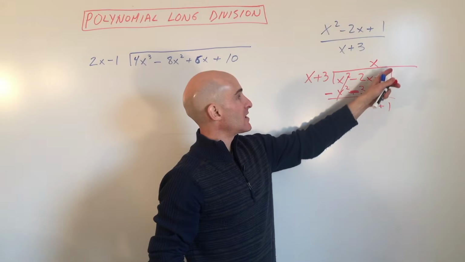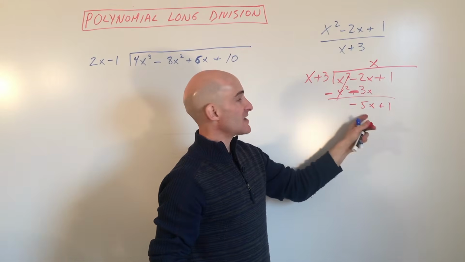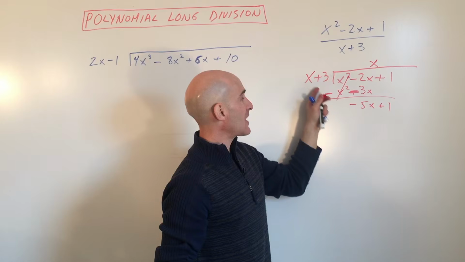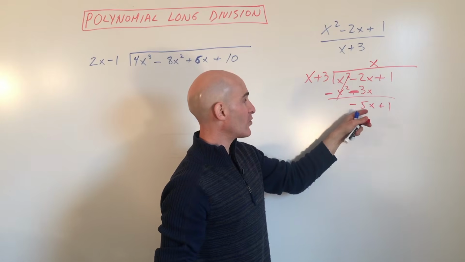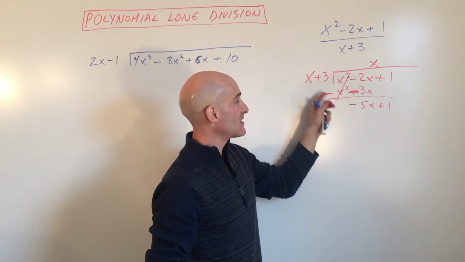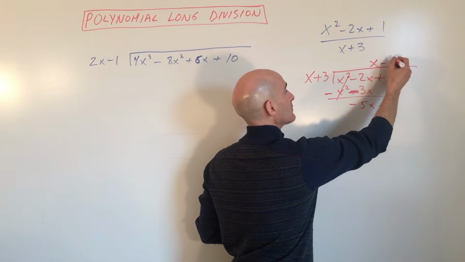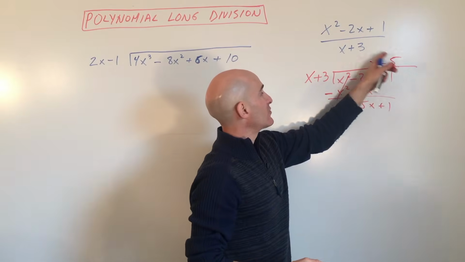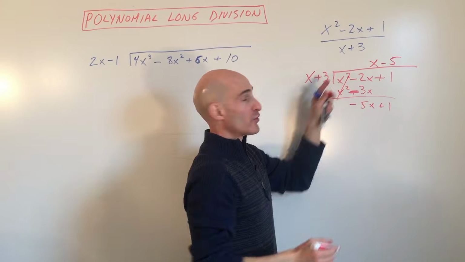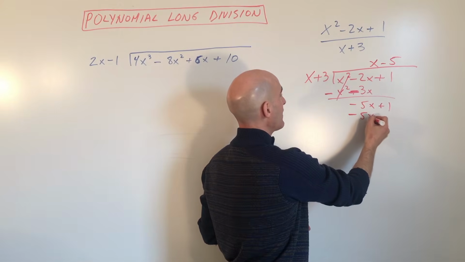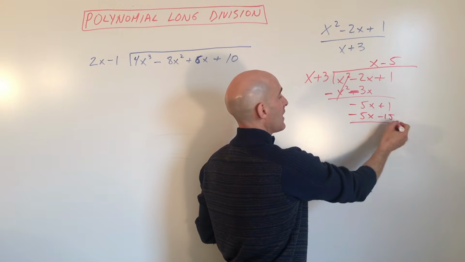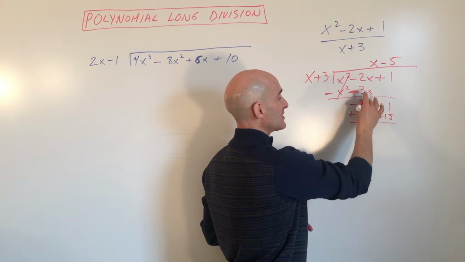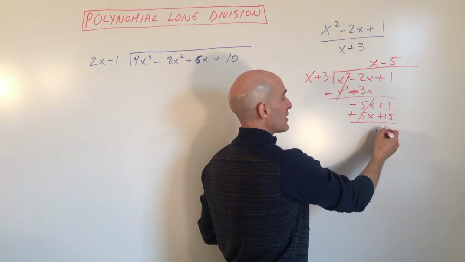Okay, so now we have to say, what times x is negative 5x? Or you could say, how many times does x go into negative 5x? Or what's negative 5x divided by x? Well, that's going to be negative 5. And we're going to distribute the negative 5 to both these terms. So that gives us negative 5x minus 15. I'm going to change the signs to the opposite and add. So that comes out to 16.